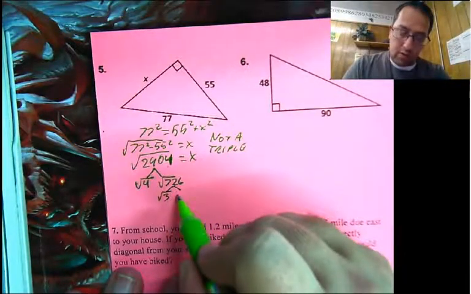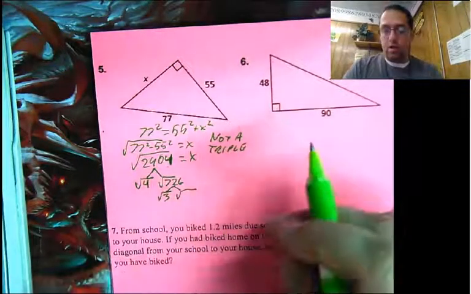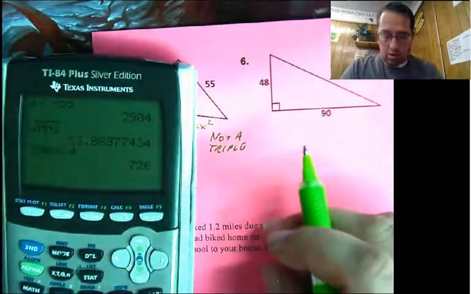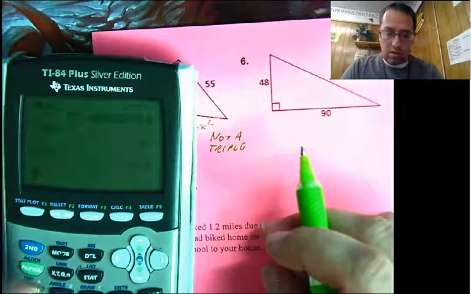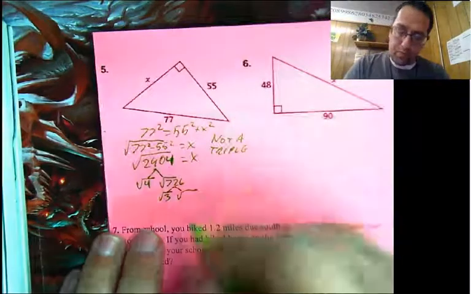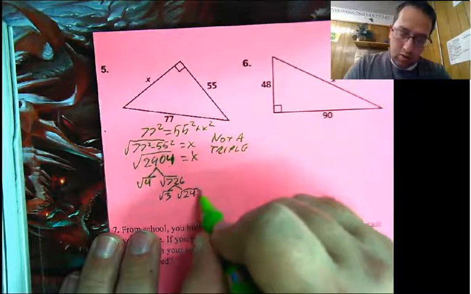26 isn't divisible by 4. That would be bigger and that would be better, but it's not. So we'll divide it by 3. So divide by 3, 242.